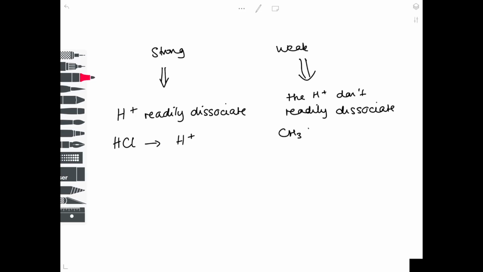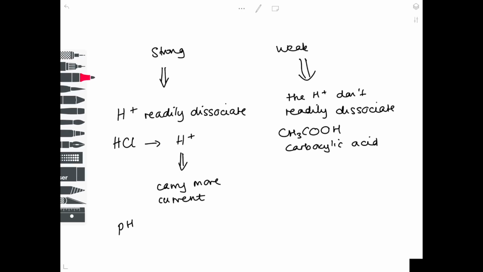So something like ethanoic acid, which is a carboxylic acid, we call a weak acid because it doesn't give up its hydrogen ions easily. And remember that acids in solution can carry a current, and that's due to the presence of the hydrogen ions. Clearly, with a strong acid, there are more hydrogen ions, so the solution can carry more current than a weak acid. And more easy to understand is the fact that you will see a lower pH with a strong acid, approximately 2 maybe, whereas with a weaker acid, you'll see a much higher pH of approximately 6.